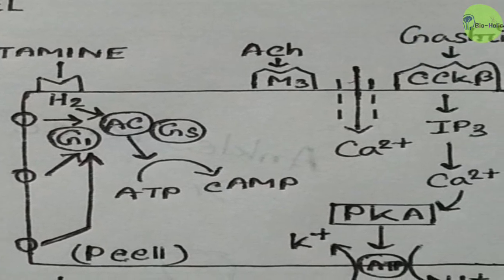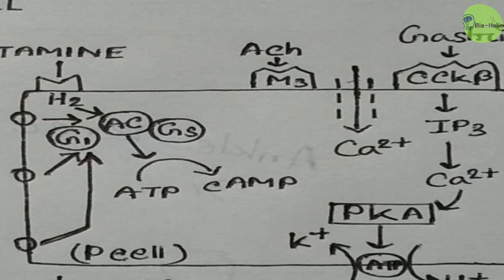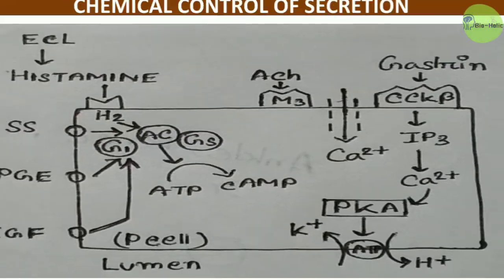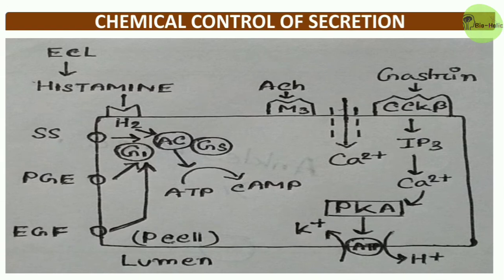On the other hand, acetylcholine binds to the M3 receptor, which in turn opens the calcium channel, and gastrin also binds with the CCK beta receptor that forms IP3 and also causes opening of the calcium channel and an increase of calcium level in the parietal cell. And this increased level of calcium increases the PKA conversion, and that helps formation of H+ ion and increases HCl secretion.